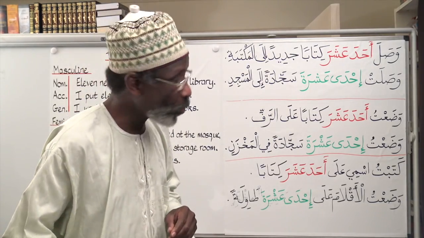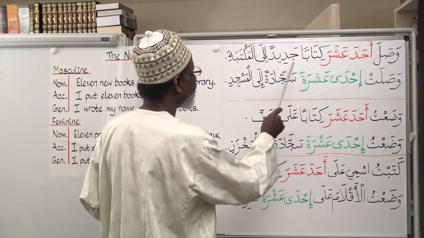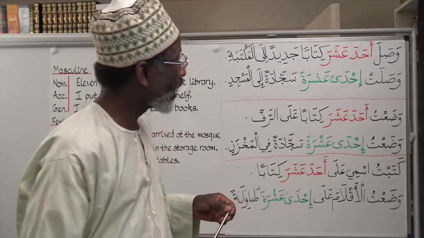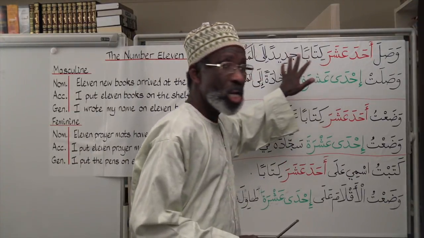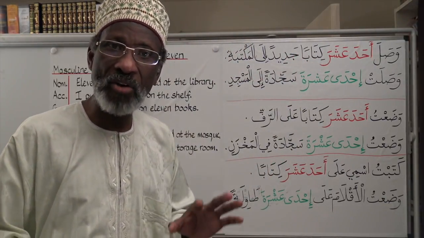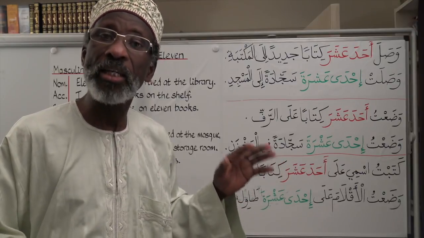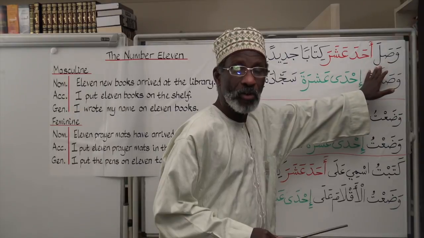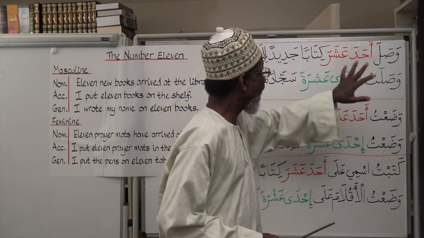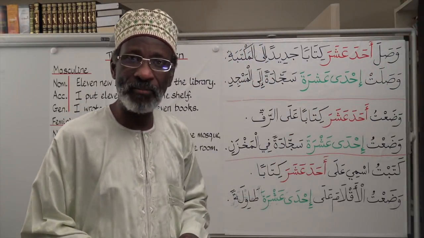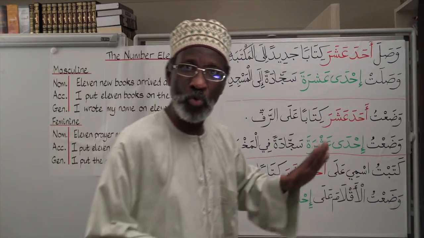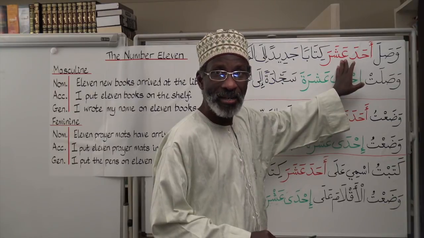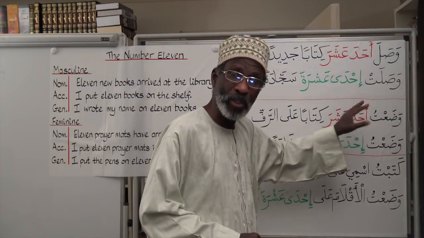Right, the first line, وصل أحد عشر كتابا جديدا إلى المكتبة. 11 new books have arrived at the library. وصل is the verb to arrive. أحد عشر, that's 11. As you can see, we have two numbers here, 1 and then number 10. They are separate but nothing in between them.